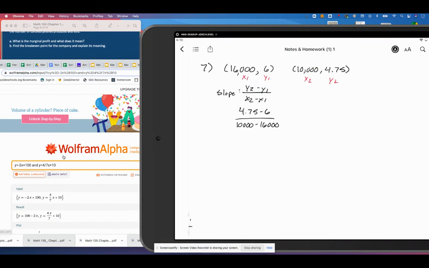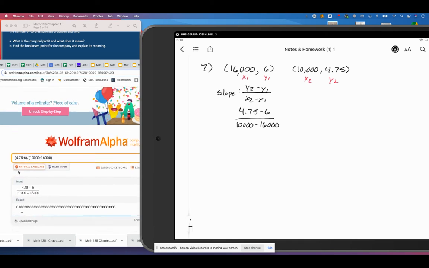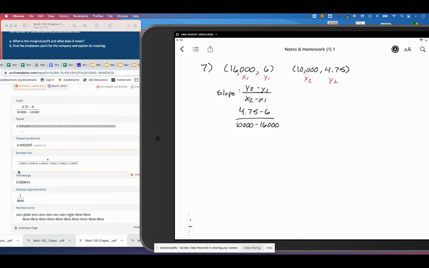Let's give that to Wolfram and see what we arrive at. We are going to have 4.75 minus 6 over 10,000 minus 16,000. And we get a slope of 1 over 4,800.